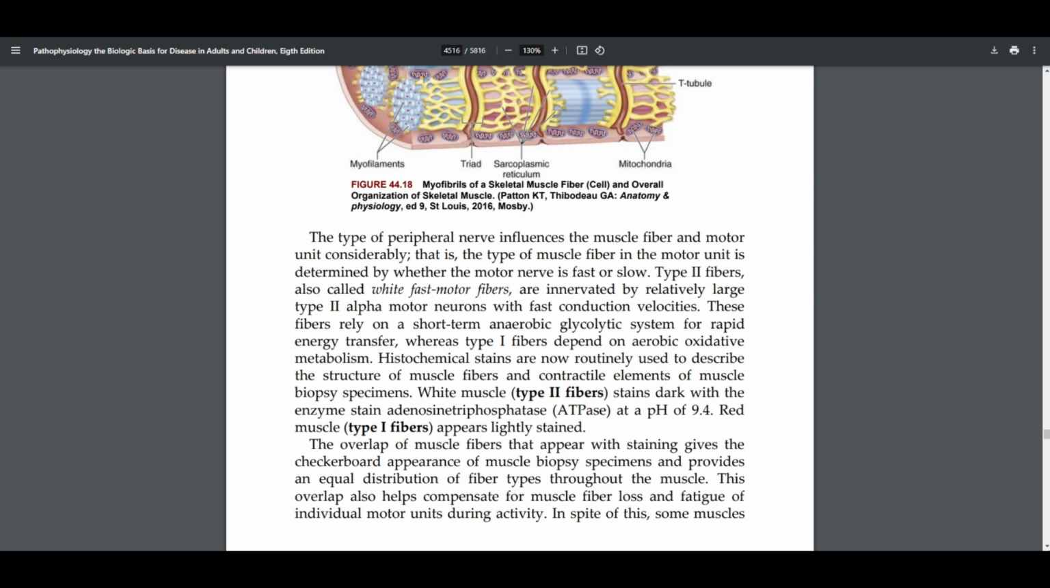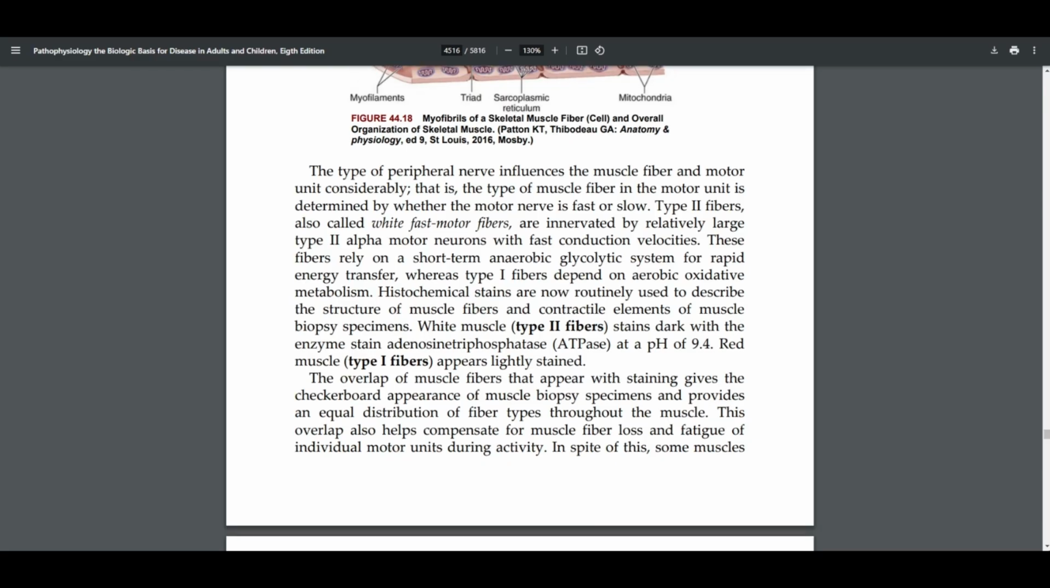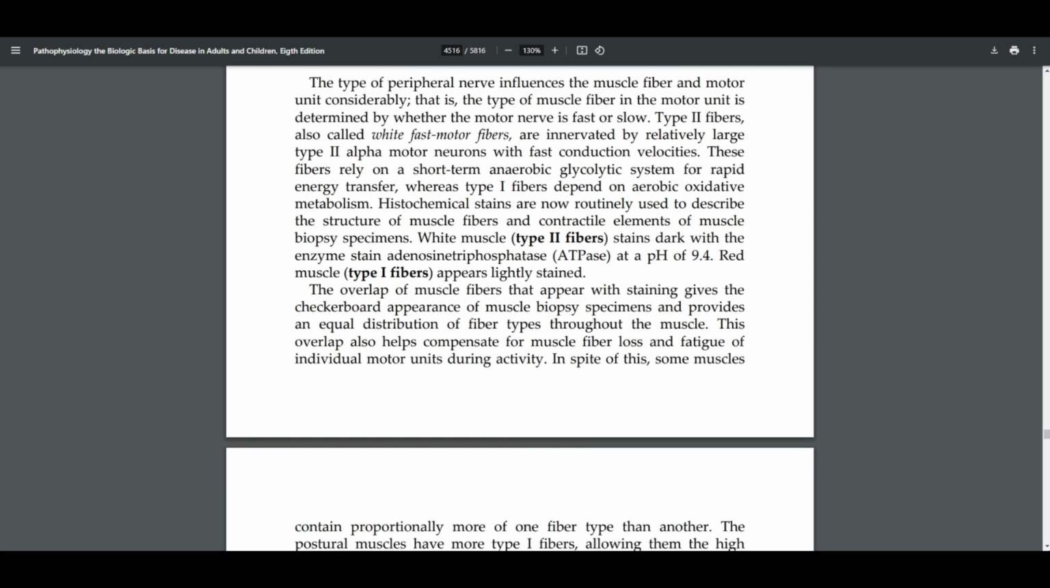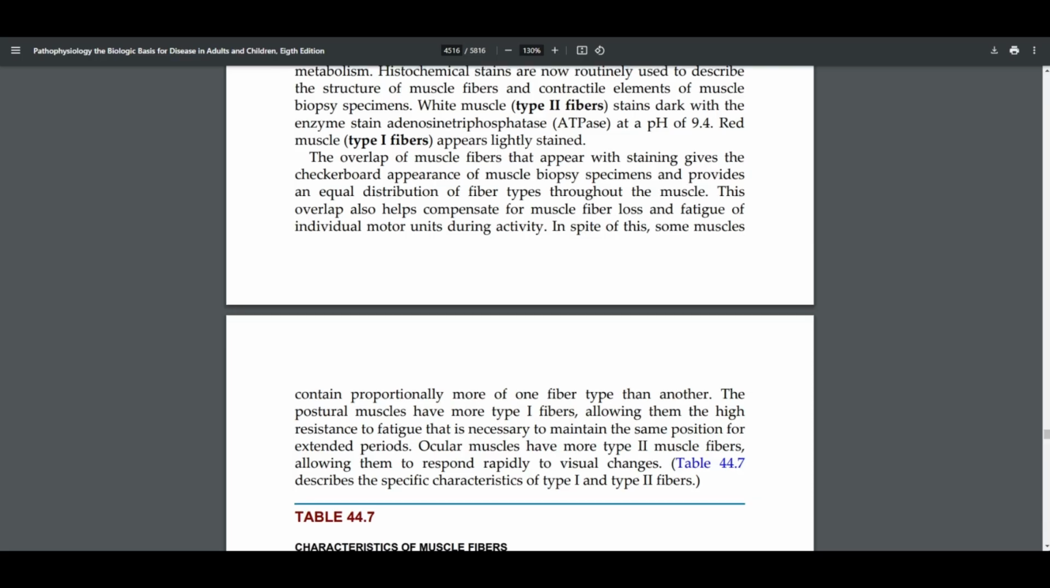Histochemical stains are now routinely used to describe the structure of muscle fibers and contractile elements of muscle biopsy specimens. Type 2 muscle fibers stain dark with the enzyme stain ATPase at a pH of 9.4. Red muscle type 1 fibers appear lightly stained. The overlap of muscle fibers that appear with staining gives the checkerboard appearance of muscle biopsy specimens and provides an equal distribution of fiber types throughout the muscle.